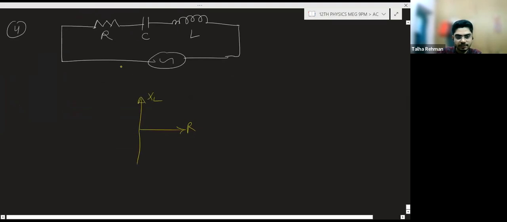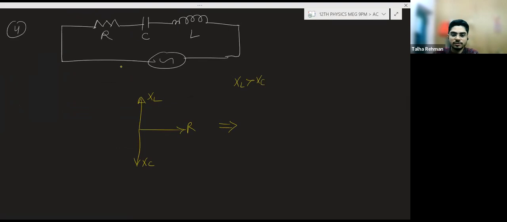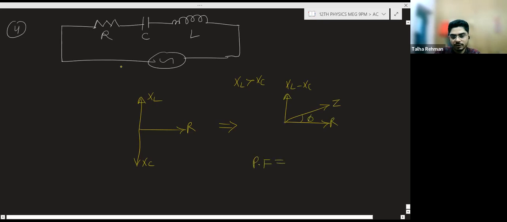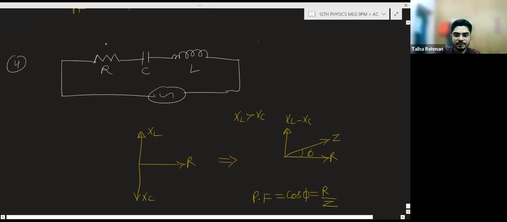XL will be like this. XC will be like this. Okay, so if your XL is greater than XC, this diagram will be like this. I have told you XL minus XC in this direction, the resultant is Z, and this will be phi. So when you calculate the power factor, that is equal to cos phi, you will get R by Z. So the power factor of a series LCR circuit is R by Z. R is the resistance, Z is the impedance.